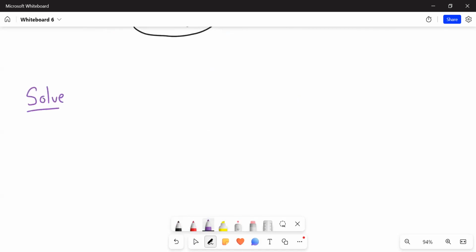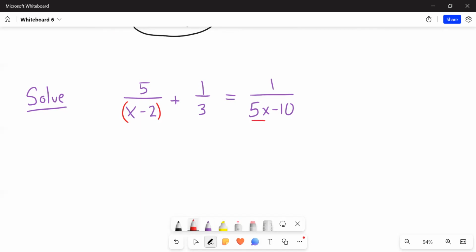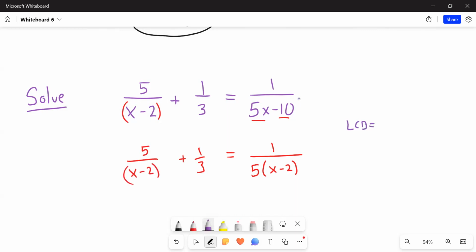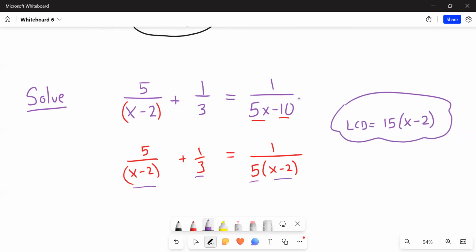Let's solve this equation. Solve 5 over x minus 2 plus 1/3 equals 1 over 5x minus 10. This looks like there's really not a lot in common. Notice that the very first denominator is x minus 2, as opposed to the second one, which is 3, and the third one looks completely different. But if we notice that both terms have a factor of 5, we can consider that this could be factored by factoring the 5 out as 5 times x minus 2. Now notice that it actually does have something in common with that first fraction on the left-hand side, an x minus 2. So our LCD in this case, to make that up, we definitely need a 3 and a 5, 3 times 5 being 15. And then we just need a factor of x minus 2 as well. So the LCD will be 15 times x minus 2.